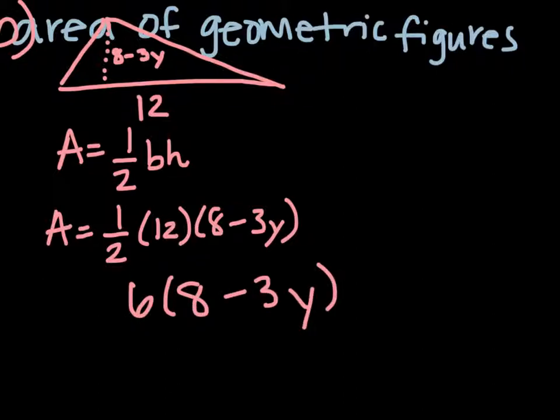8 times 6 is 48. 6 times 3 is 18 times y. So the area of our triangle is 48 minus 18y square units. Now once again, we cannot totally solve until we know the value of y, but this gives us a good start. All right, there are all of our ideas for chapter 2.2. I'll see you tomorrow to practice a few of these concepts together.